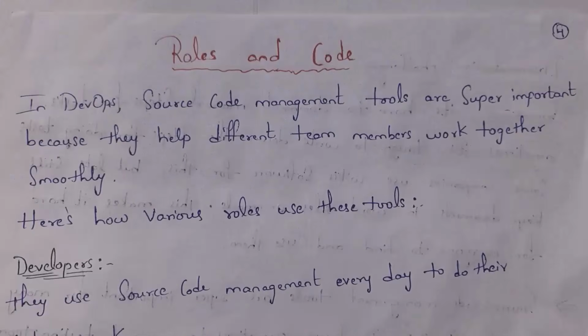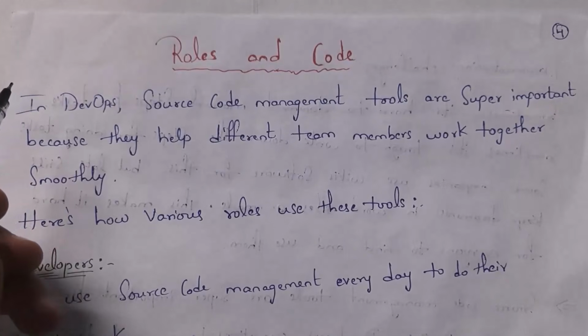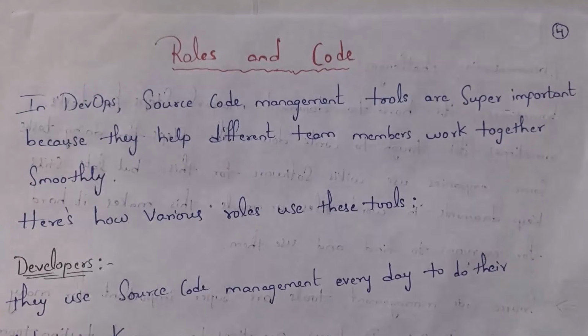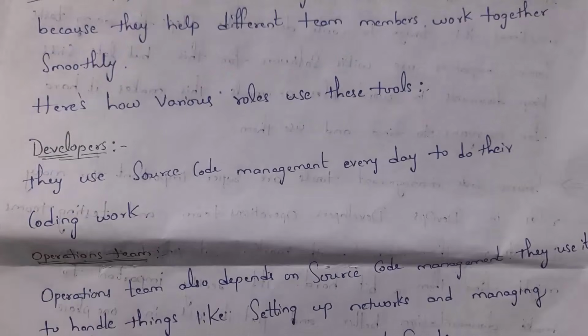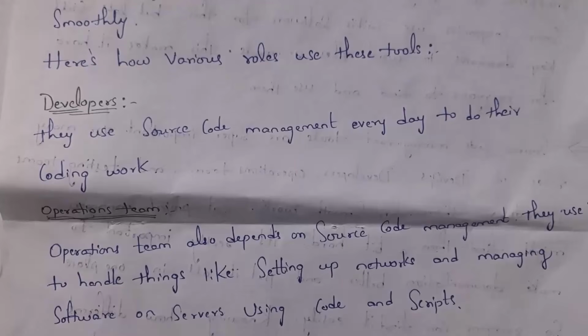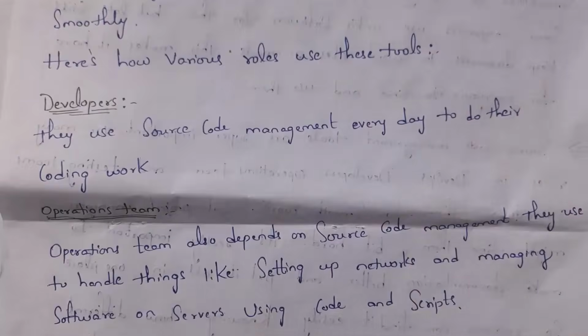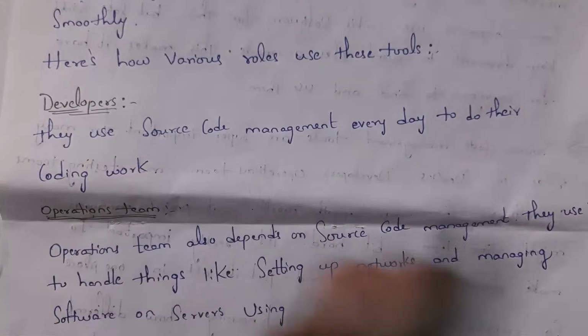Next, I will explain roles and code in DevOps. Guys, in DevOps, source code management tools like Git and GitHub are very important because by using these tools, all team members can communicate with each other and they can work together smoothly. In DevOps, various kinds of employees use these tools. The first one is developers. Daily, developers will write code and whatever code they write, they will store in Git. So, developers use source code management every day to do their coding work.